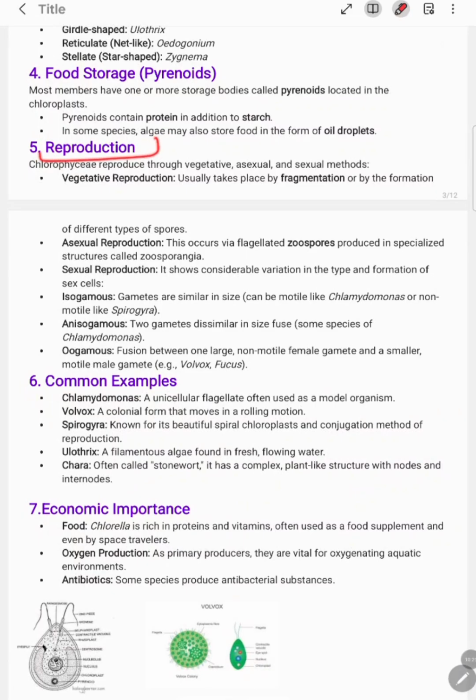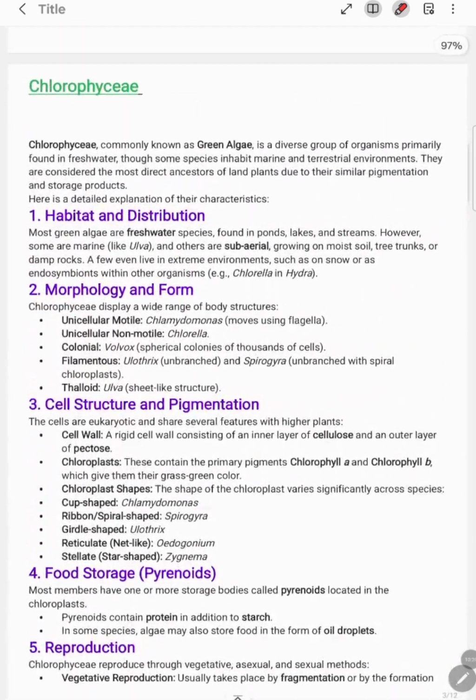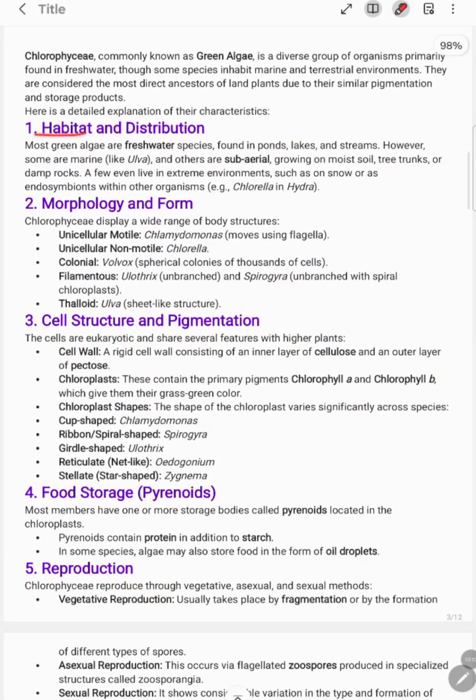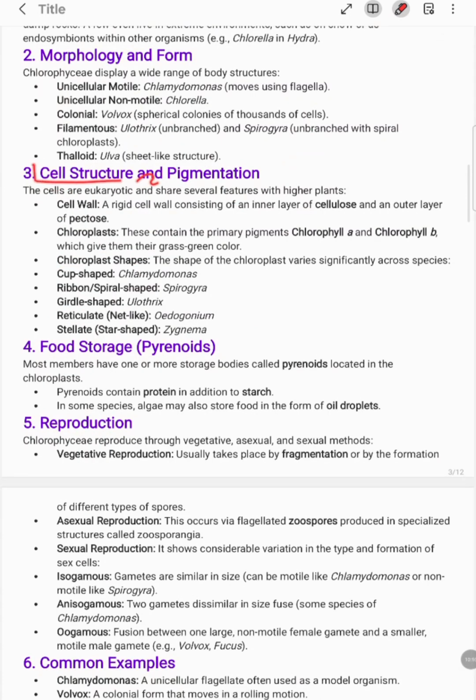Now the reproduction. Till now we have understood the habitat and distribution: freshwater, some are marine, subaerial in nature. Then morphology: unicellular motile, unicellular non-motile, colonial, filamentous and thalloid structure. Then the cell structure and pigmentation, then the food storage, which is pyrenoid. Now the topic for discussion is reproduction.